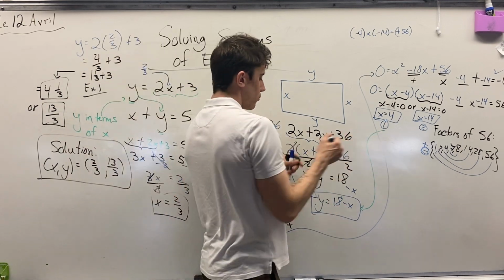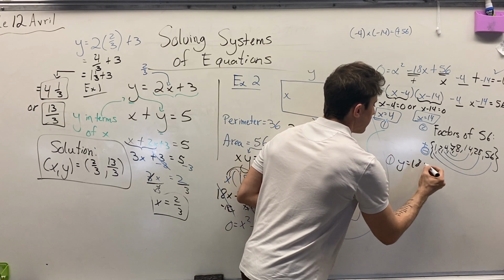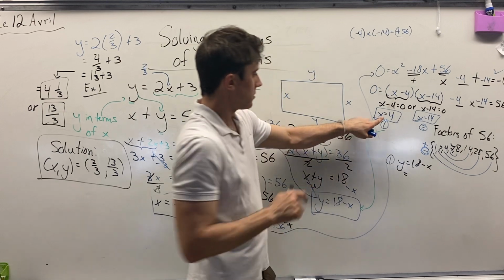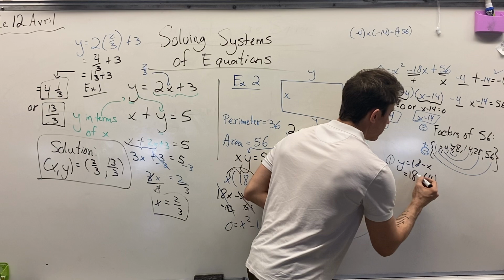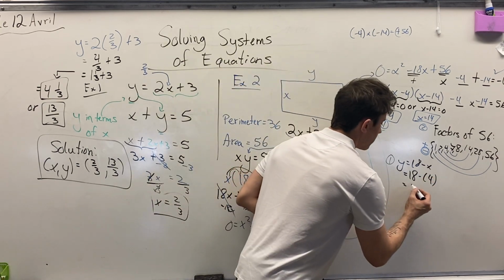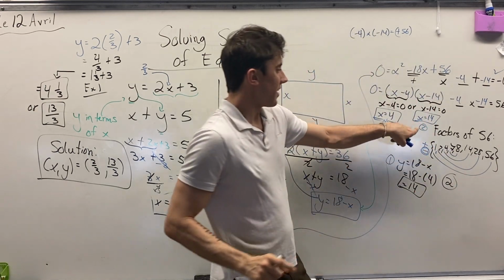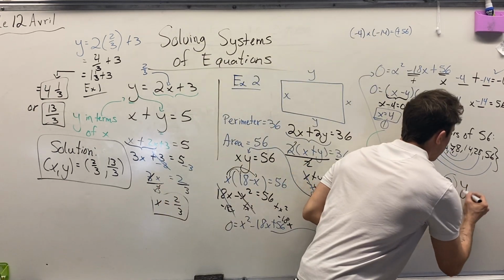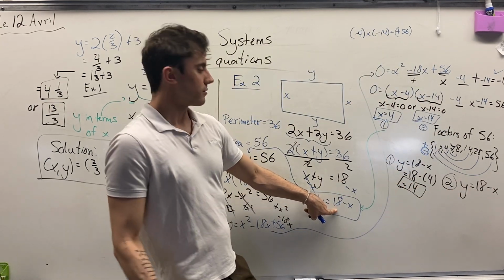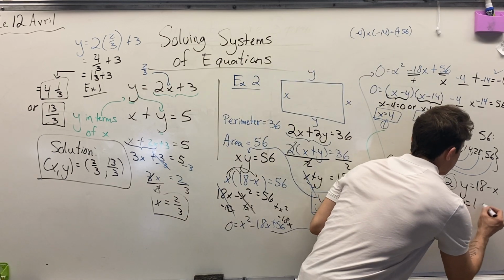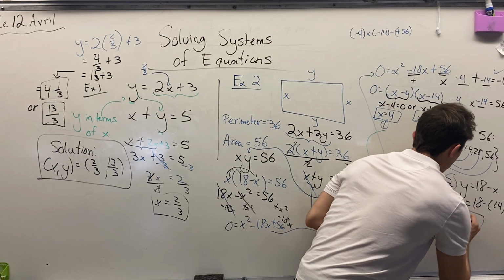And so for solution 1, y is equal to 18 minus x, which means if x is 4, we have 18 minus 4, which is 14. For option 2, if x is 14, then y is still 18 minus x from the equation that we found earlier. And so y is equal to 18 minus 14, and so y is equal to 4.